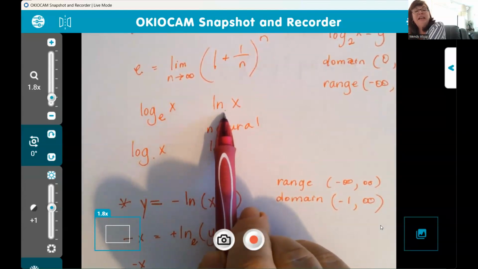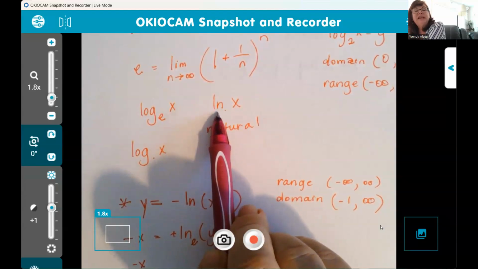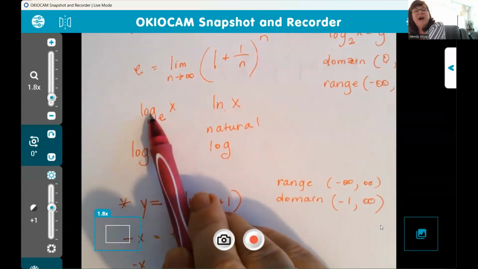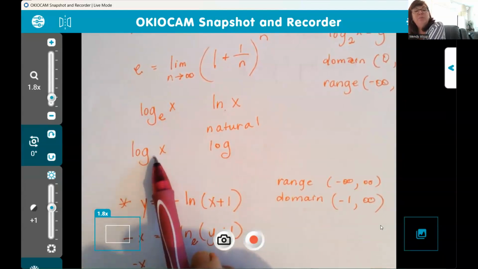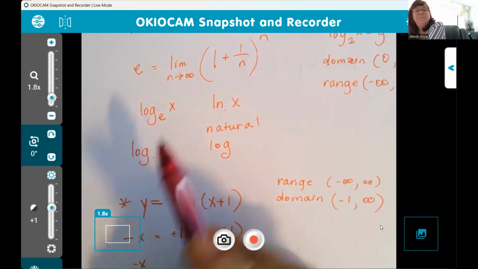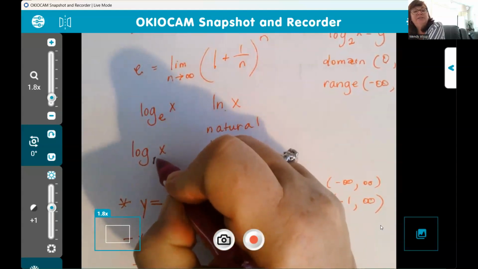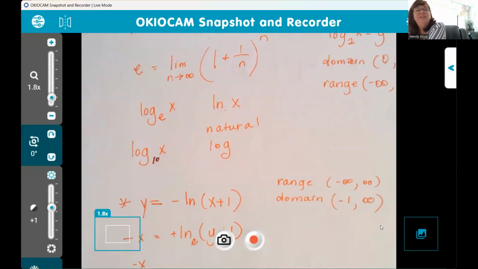Now, if you have log base e, we shortcut that and call it the natural log, and that is ln of x. So if you see ln of x, it's the same thing as saying log base e of x. And if you see log with no base, you can assume it is base 10.